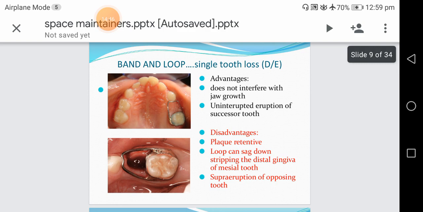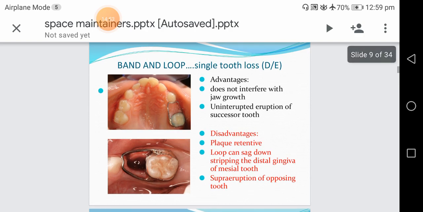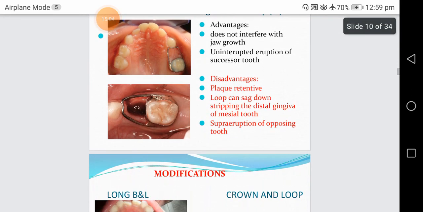Next is it cannot prevent the supra eruption of the opposing tooth. There is no tooth here to give a contact to the opposing tooth. So the opposing tooth might supra erupt. So these are the disadvantages of band and loop space maintainer.